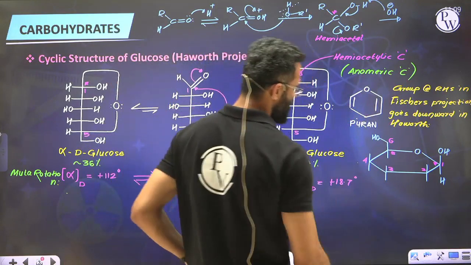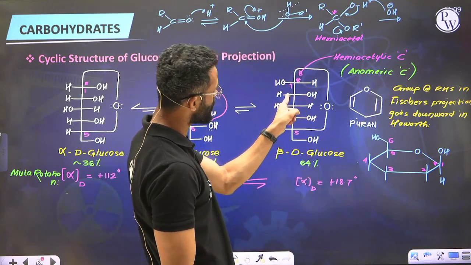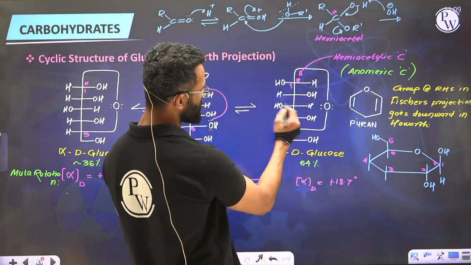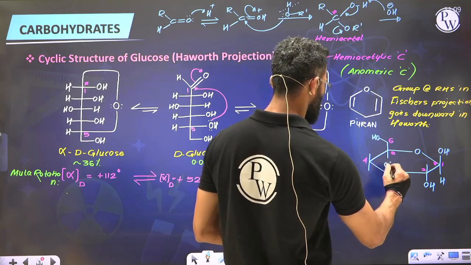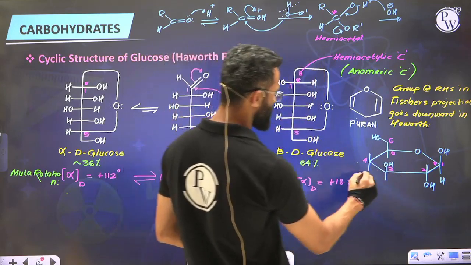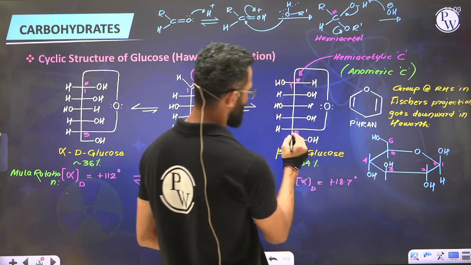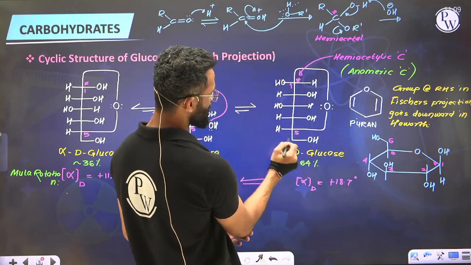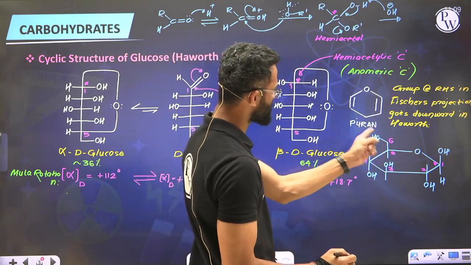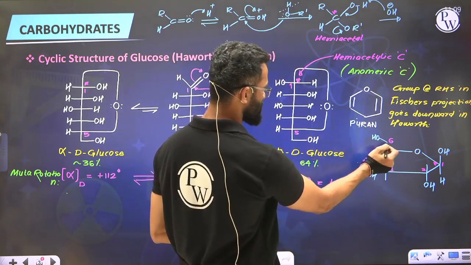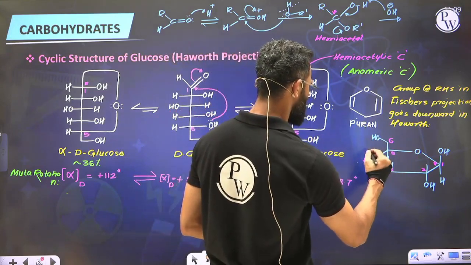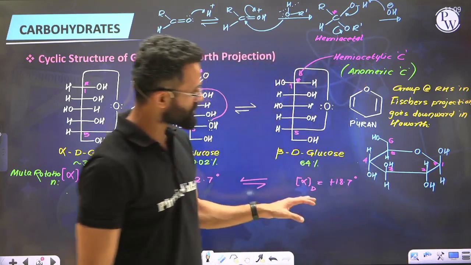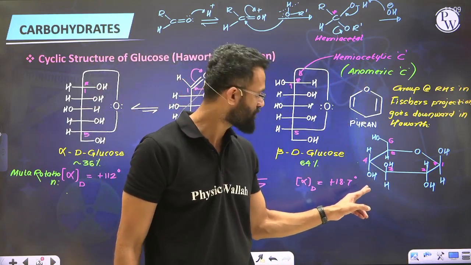So at carbon number 2, OH is to the right, so it will come downward. At carbon number 3, OH is to the left, so it will go up. At carbon number 4, OH is to the right, so it will come downward. At carbon number 5, we have this oxygen, and there is one H and CH2OH. By convention, let's say I'm putting CH2OH upward, which is carbon number 6, and the remaining valency is H. The remaining valencies we can just satisfy by hydrogen atoms. Now this is what you call the Haworth projection of glucose.